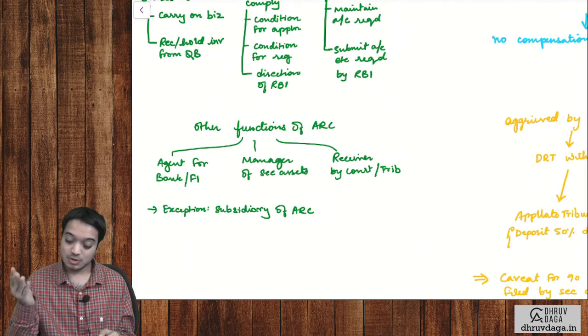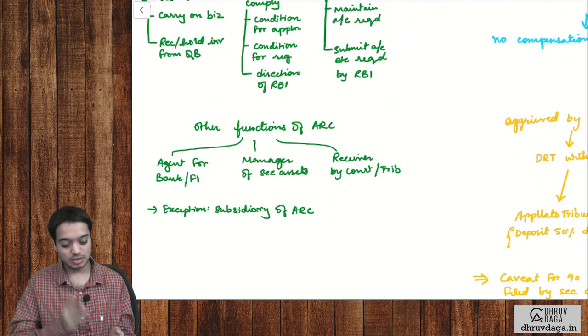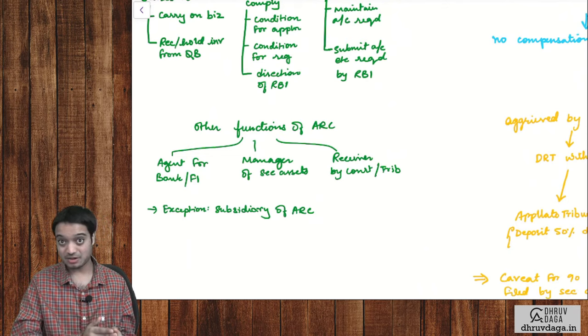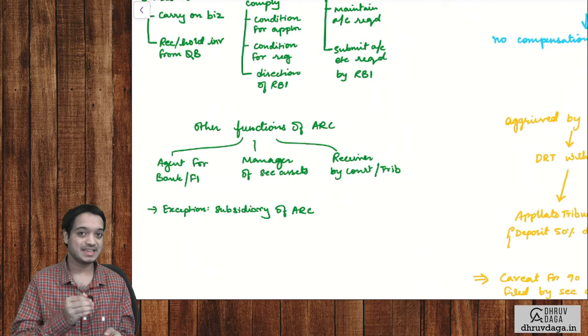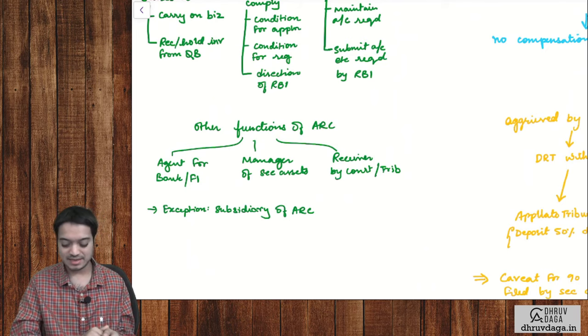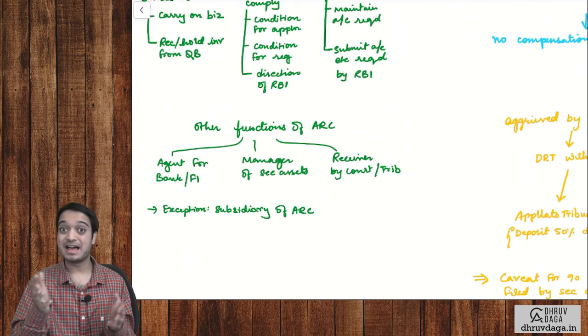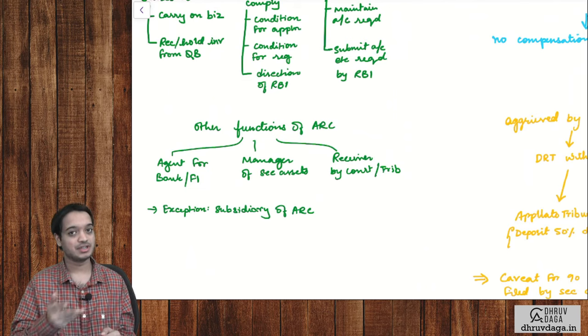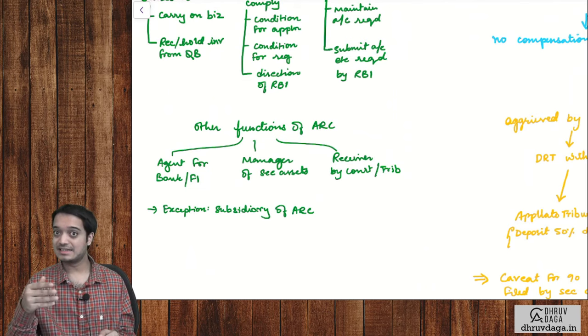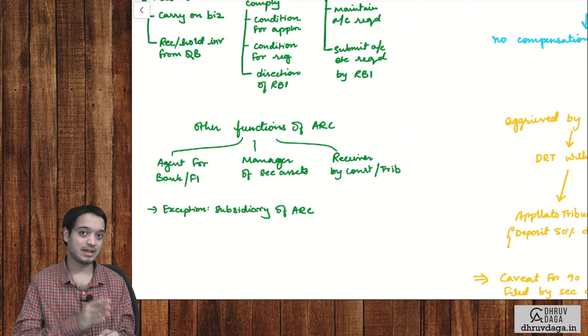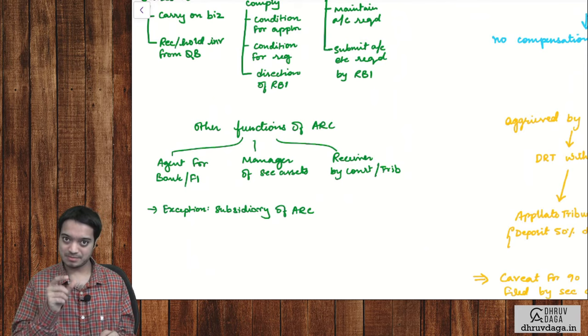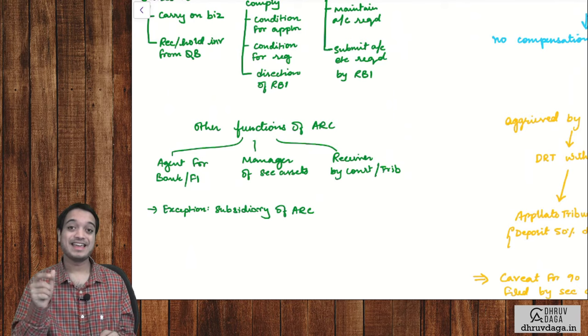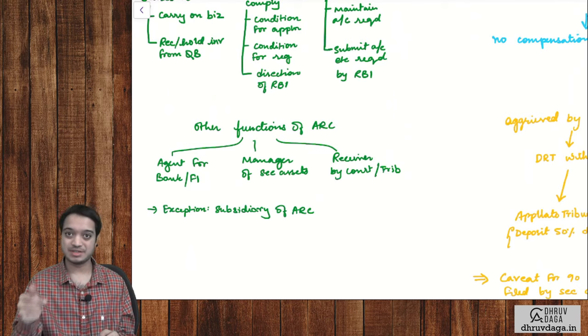Now ARC can do certain other functions as well. So it can act as an agent for a bank or financial institution for recovering its financial asset or debts which have been given. It can act as a manager for the secured assets for the secured creditor. It can act as a receiver for the court or tribunal. So if the ARC wants to do any other business, then in that case it will require a prior approval. However, for the purpose of this particular section, ARC does not include its subsidiary.